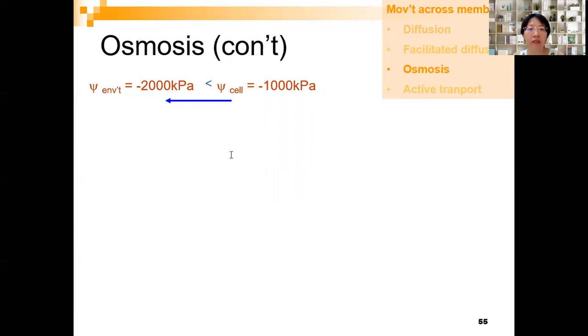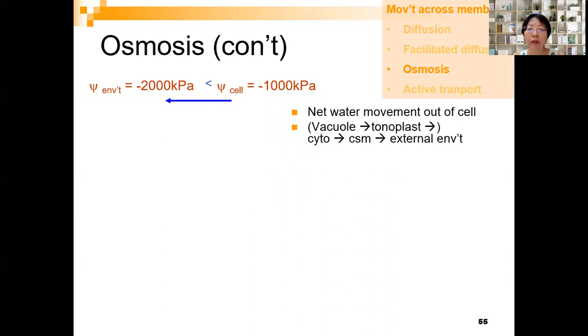Correct? Okay. Negative 2000 is less than negative 1000 kilopascal. So because of that, there'll be a net water movement out of the cell. All right, so put an arrow to show there's a net water movement out of the cell. So let's describe: there's net water movement out of the cell.